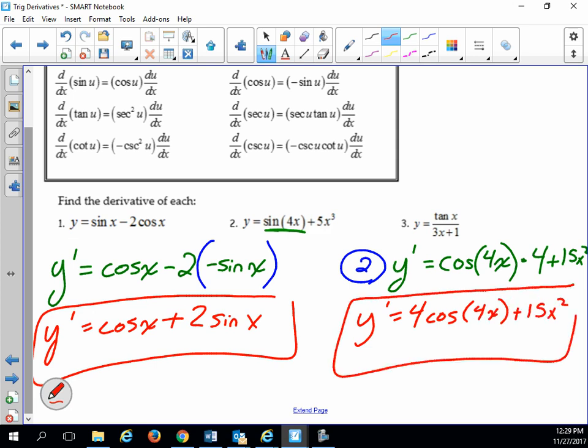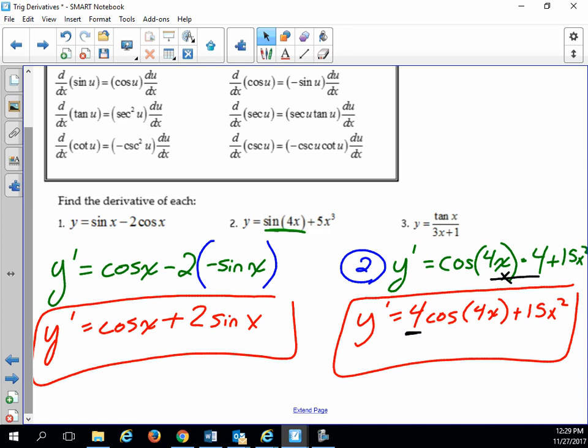Please note that this 4 does not go into the 4x. Okay? This 4 sits outside. You cannot multiply inside that. It doesn't work. You cannot multiply there. The 4 needs to sit on the outside.